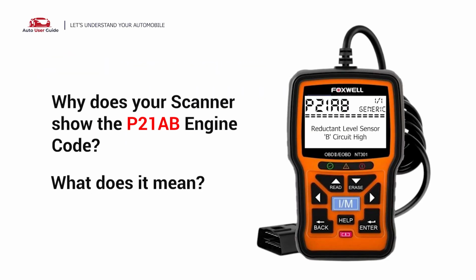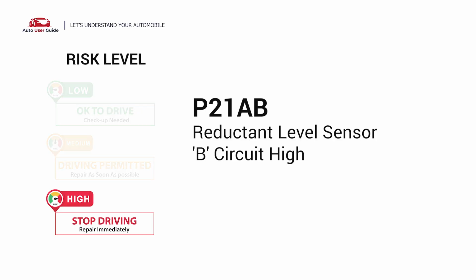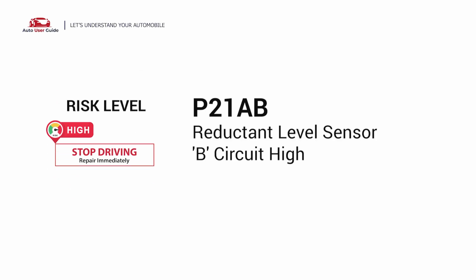Why does your scanner show the P21AB engine code? What does it mean? P21AB is a diagnostic trouble code for reductant level sensor B circuit high.